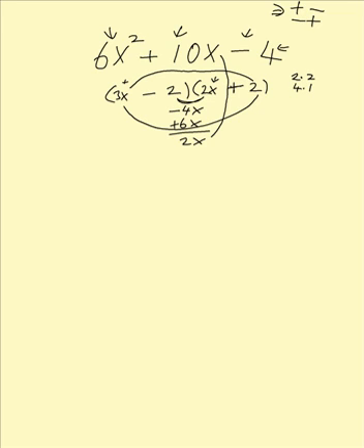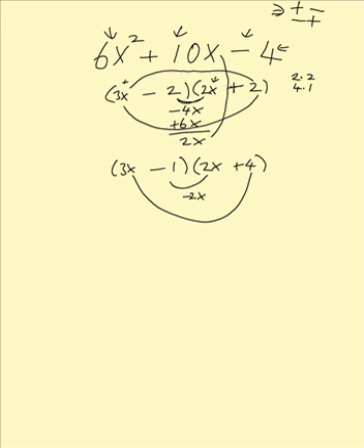So let's just try another alternative. So let's draw the brackets again. 3x, 2x, minus and a plus. So let's try 4 by 1. Okay, so we multiply the inside terms first. The minus 1 by the 2x gives us minus 2x. Multiply the outside terms, gives us plus 12x. Add them together, we get 10x.